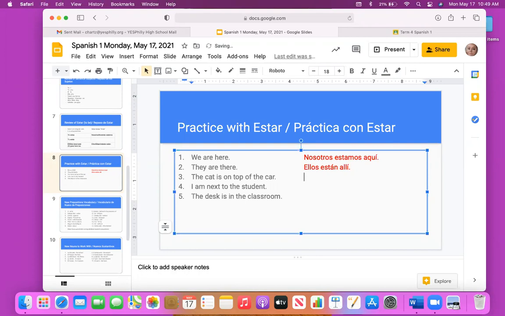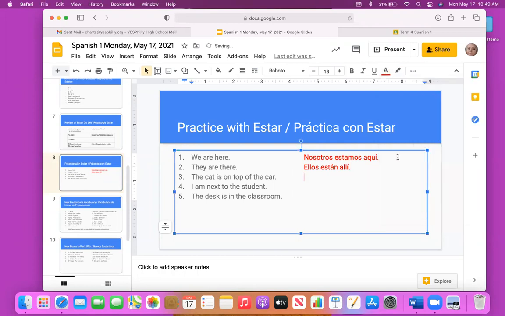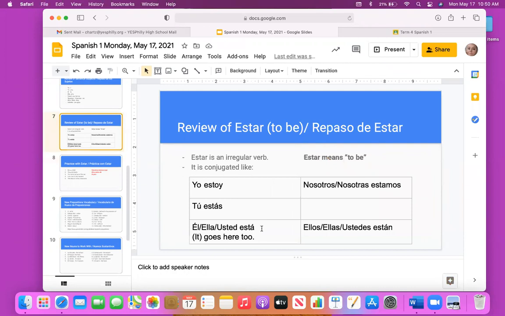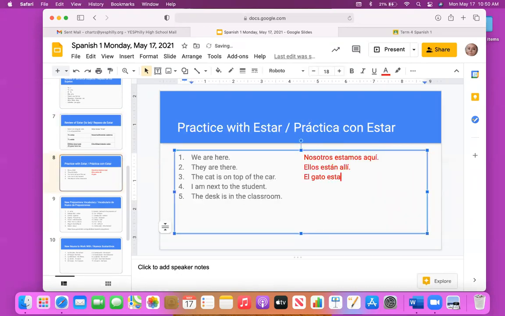So for this next one, we have the cat is on top of the car. I don't know if you remember the word for cat, but it's el gato. And remember, we have to do "is". So let's go here to our chart and we can see it. We're talking about the cat, so it's está. Está. And now we need to say on top of.